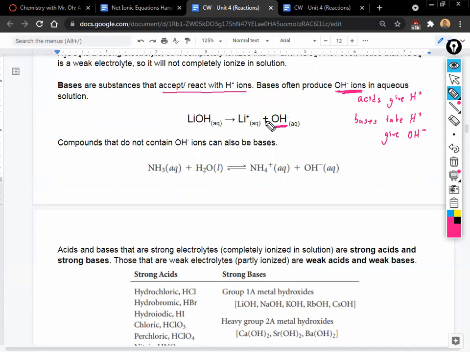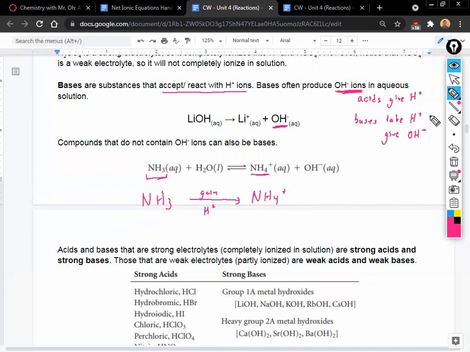Okay, so we said that bases give OH minus, but not all the time. There are compounds that do not contain OH minus that can also be bases. One example is ammonia, NH3. NH3 does not contain OH minus. However, it can accept an H plus and form NH4 plus. So in this reaction, it gained H plus, and so ammonia, NH3, is considered a base even though it doesn't have OH minus, okay?